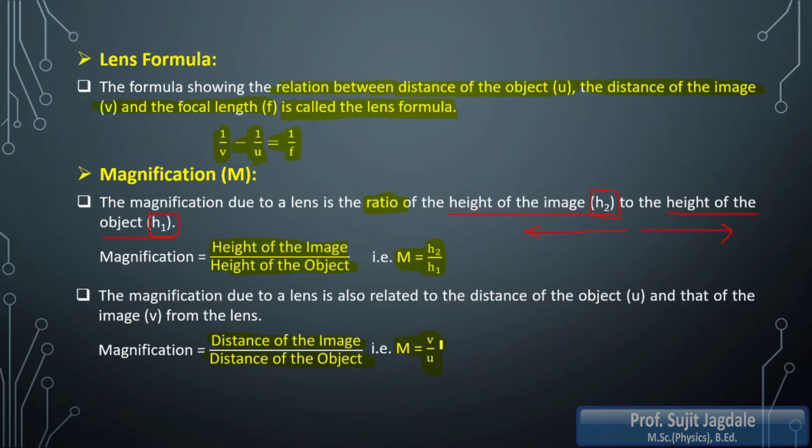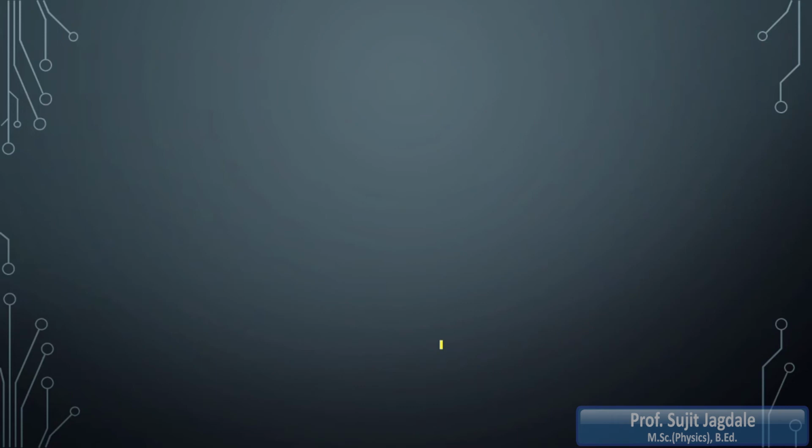According to that, you have to decide the formula while solving the numerical examples. So this is the magnification formula. Then the next formula is power of the lens. Now here power of the lens means the ability of the given lens to magnify the image.